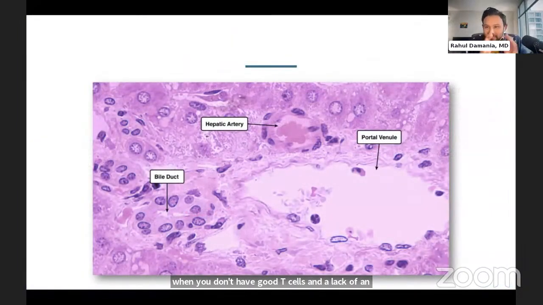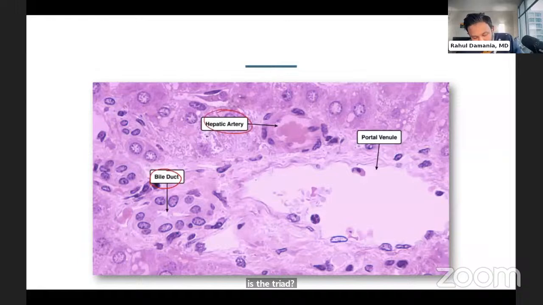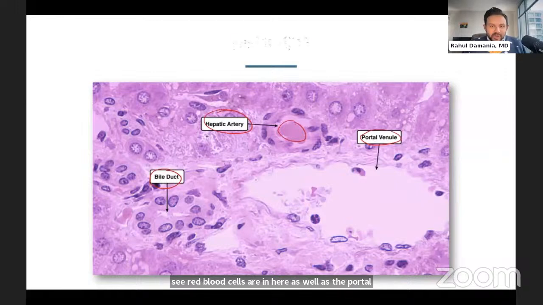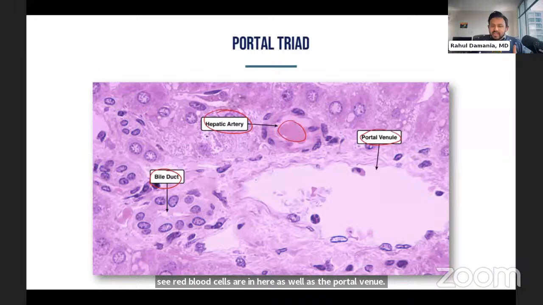All right, let's pivot into histology a little bit. What is the triad? Where you have bile duct, hepatic artery, as you can see, red blood cells are in here, as well as the portal venule. That is going to be the portal triad. You're absolutely correct. One thing I want to highlight in this picture is this right here.